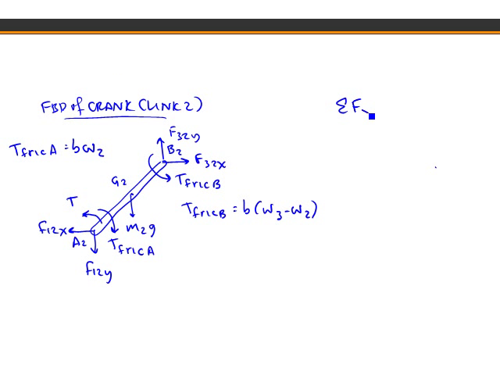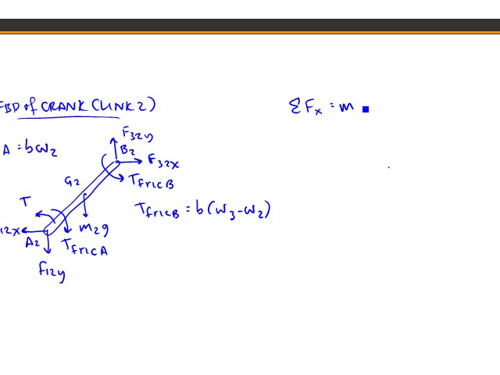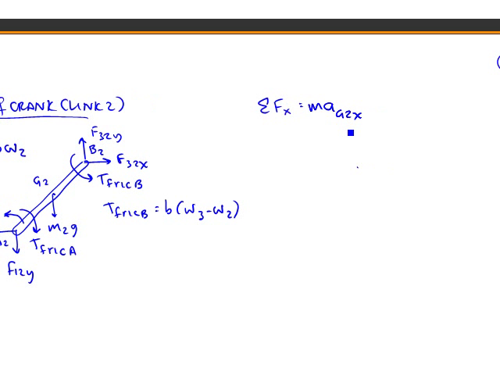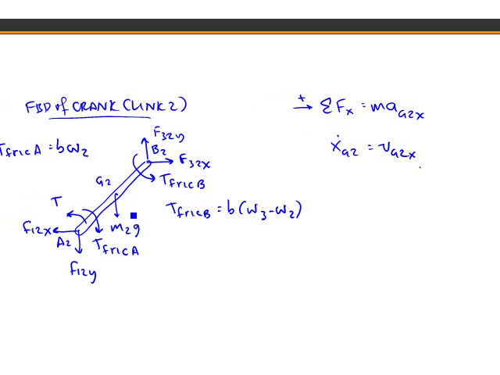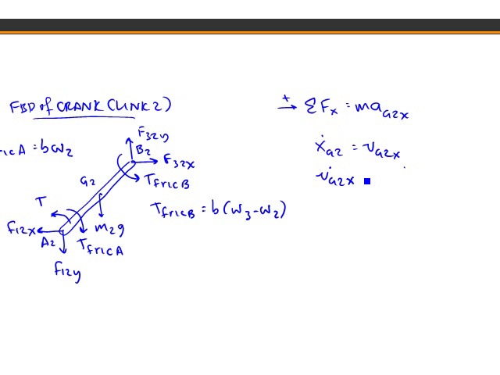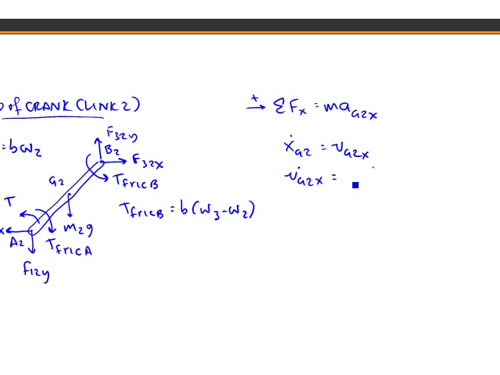Sum of the forces in the x direction is m a_G2x in general. Now, right away we recognize that x_G2 dot is v_G2x. We're after first order equations after all. And then v_G2x dot, that's acceleration. That's 1 over m2 times the sum of the forces.